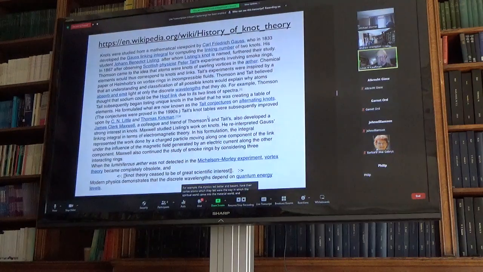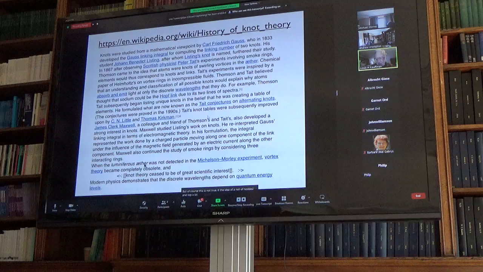And if you were to read the wiki on the history of knot theory, you would find a nice listing of the people who were involved from the very beginnings of the knot theory. And you might find, I haven't looked at the most recent wiki, a statement like, knot theories ceased to be of great scientific interest after the luminiferous ether was banished. But of course, this is not true. The idea of knotted and topological physics continues to this day, but not in the form that Kelvin had it, of course.